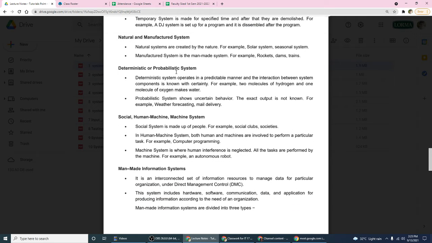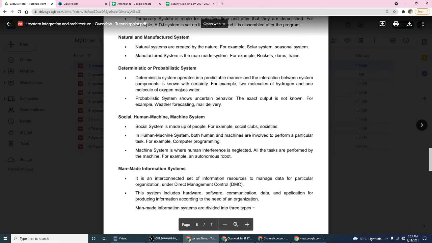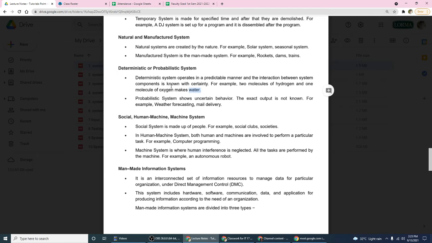Deterministic and probabilistic system. Deterministic system operates in a predictable manner, so you can predict what will happen. For example, two molecules of hydrogen and one molecule of oxygen makes water. Okay, so you can predict because you already know the component. Probabilistic systems show uncertain behavior, parang hula-hula.